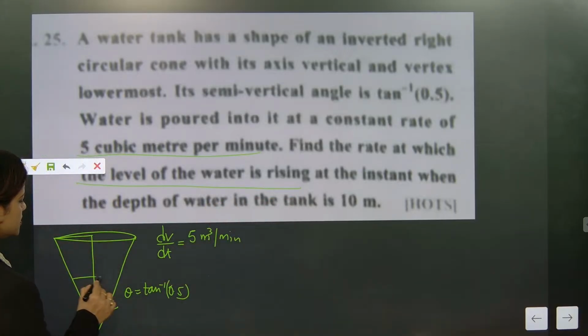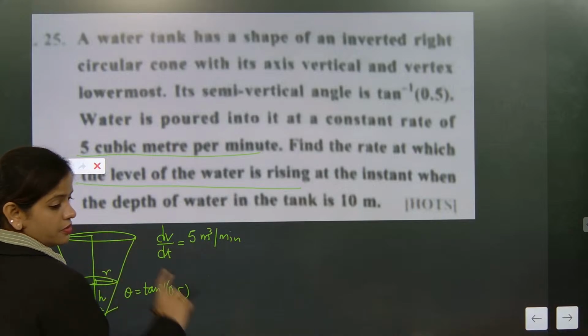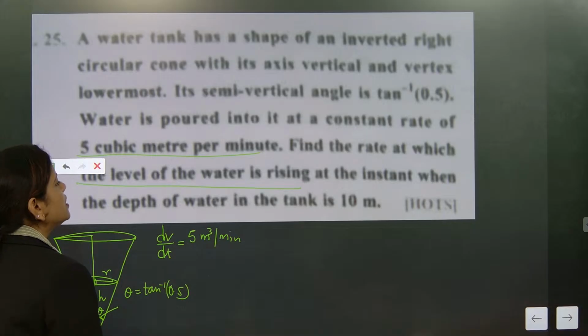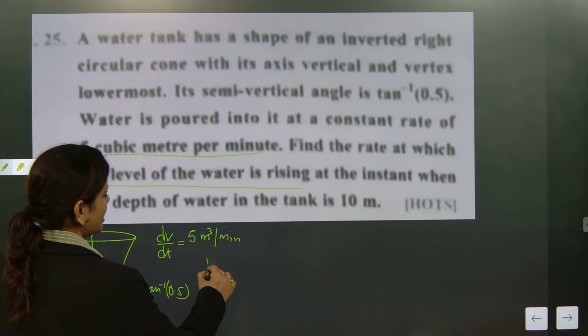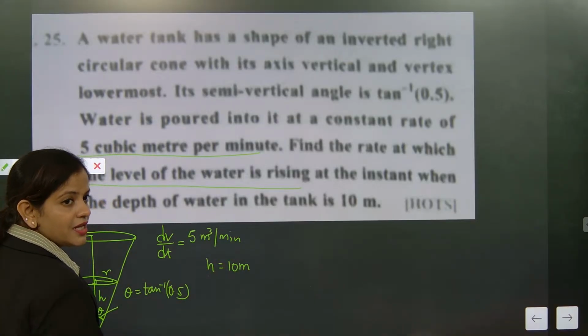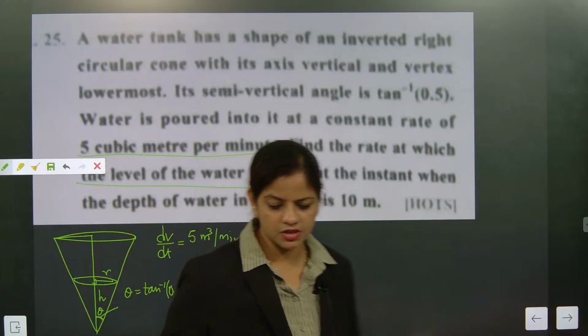So here, if this is the radius r and this is the height, this will become 90 degrees and this will become angle theta. This question is not tough, but it needs your assistance. Find the rate at which the level of water is rising when the depth of water in the tank, meaning height, is 10 meter. What will be the solution?